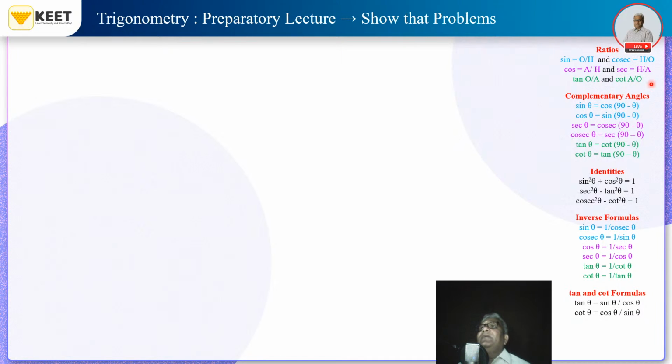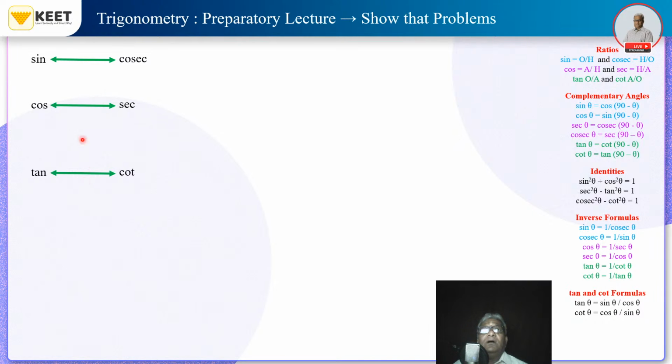Now we will discuss the things which are necessary for the show that problems. First, we shall discuss a few ratios. The ratios which we have studied were the sine ratio, cos ratio, tan ratio. There are another three ratios. The inverse of sine ratio is cosec, so cosec ratio is the inverse of sine and sine ratio is the inverse of cosec. Similarly, for cos the inverse is sec, and for sec the inverse is cos. In the same way, for tan ratio the inverse is cot ratio, and for cot ratio the inverse is tan ratio. Similar things can be seen in the inverse formulas on the right hand side of your screen.